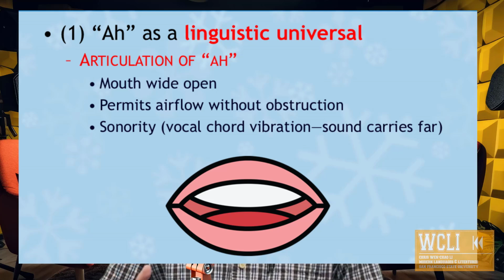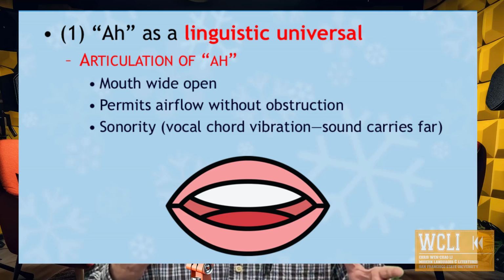The first possibility is that ah came about naturally. It is a linguistic universal. How is ah a linguistic universal? Well, let's look at how ah is pronounced in terms of articulation. When you have ah, the mouth is open wide. We are permitting air to flow without obstruction, which allows for sonority, that is, vibration of the vocal cords.